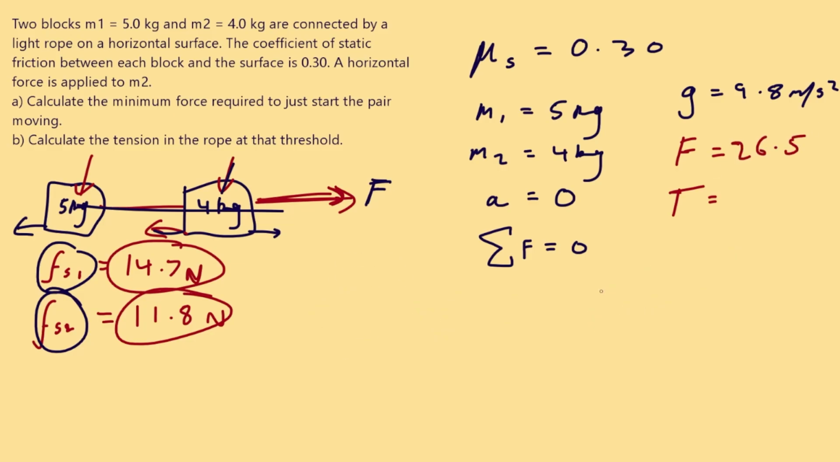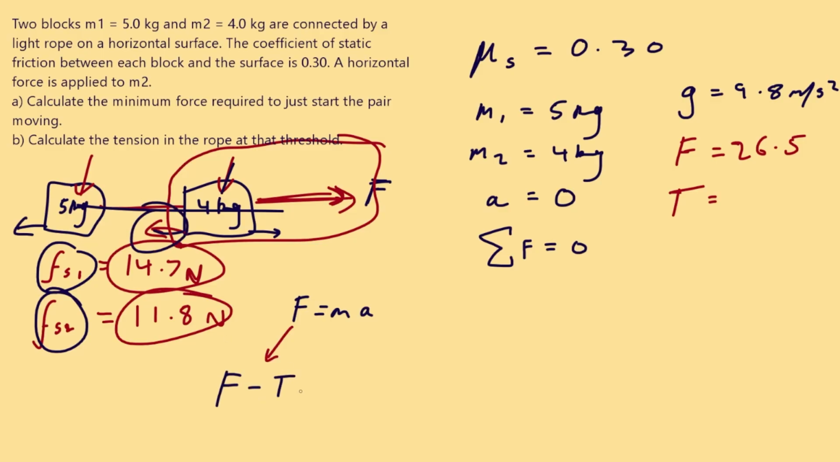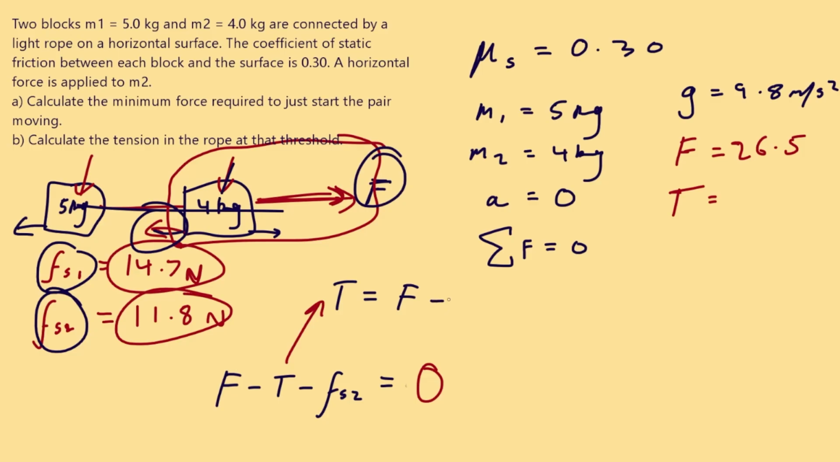What about tension? Again, we're looking at it at the threshold. So that would be when a is 0, net force is 0. Same thing as always. Let's examine one part of the system in isolation, specifically mass 2. And we're going to write a Newton's law equation for it. We have the force going to the right, subtracting tension and static friction, equals m2a. And remember, acceleration is 0. So this whole thing is 0. If we isolate tension, rearrange our equation, we get T equals the force minus the static friction.